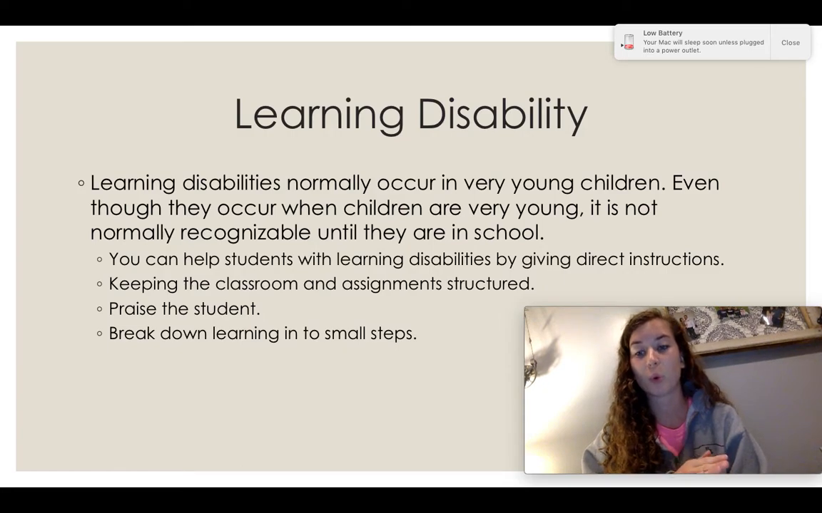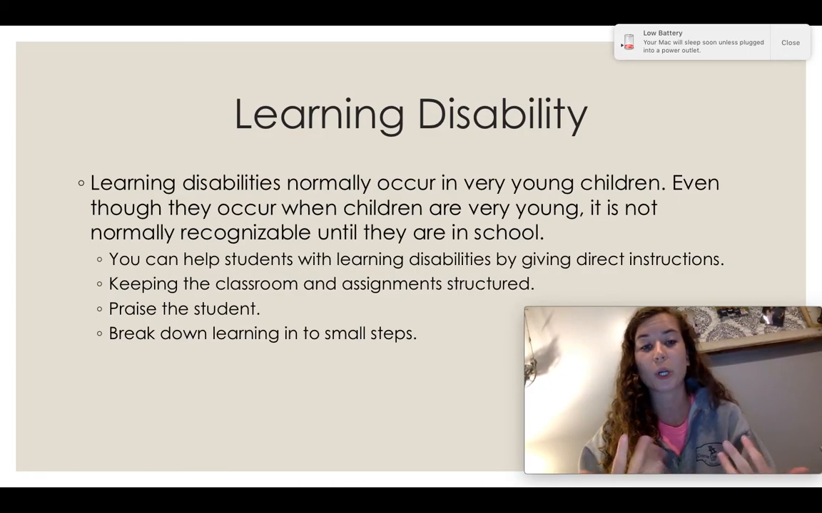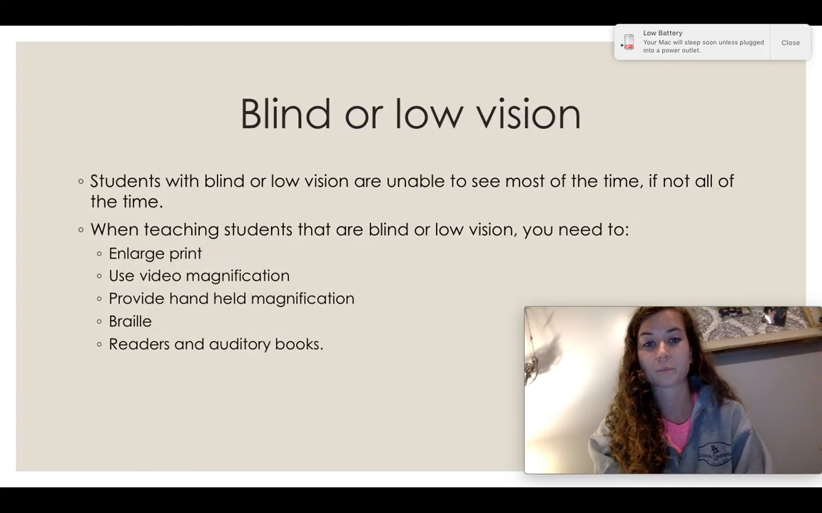Structure is very important for all students, but especially students with learning disabilities. Structure, structure, structure. And then also praise the student. Tell them when they've done a good job. And just make sure that they understand that you're in their corner and you want them to succeed. And then also break down learning into small steps.